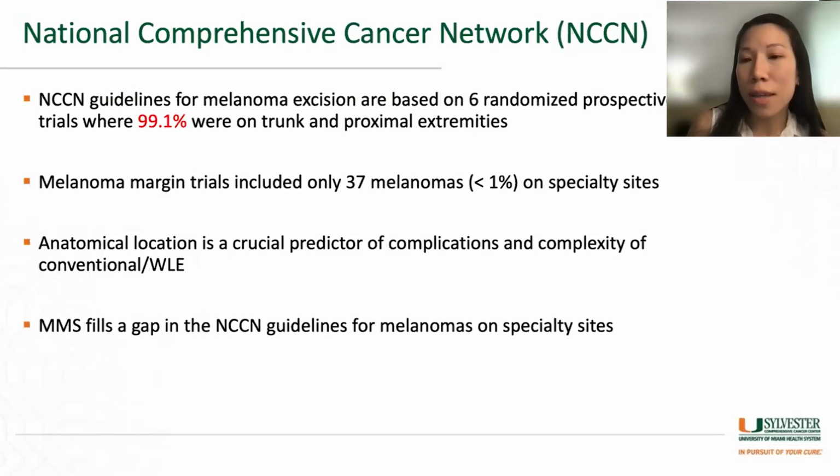And when you look at specialty sites, meaning high risk head and neck sites, or genitals, hands and feet, the melanoma margin trials only included 37 melanomas. So that represents less than 1% of the population in those guidelines. We now know that anatomic location is a crucial predictor of complications and complexity of conventional or normal wide local excision. So for that reason, Mohs micrographic surgery fills a gap in the NCCN guidelines for melanomas that are on specialty sites. So again, I want to highlight, on specialty sites, so not for everyone.